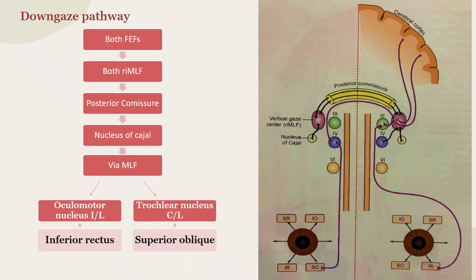Next is the downgaze pathway. Everything is the same for the downgaze pathway. The only difference is the nerve nucleus involvement. In this, the oculomotor nucleus of the same side is involved, and the trochlear nerve nucleus of the contralateral side is involved. Oculomotor nucleus involvement leads to stimulation of the inferior rectus muscle, and trochlear nucleus involvement leads to stimulation of the superior oblique muscle, and this leads to the downgaze movement of the eye.